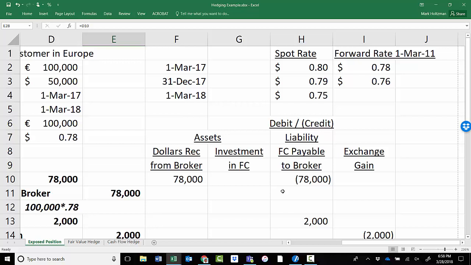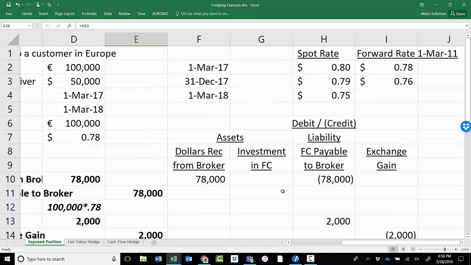Now, December 31st, the spot rate goes down to 79 cents, and the forward rate goes down to 76 cents. And then by March 1st, the spot rate is 75 cents. Anyone know why there's no forward rate on March 1st? Because if the forward date is March 1st, then there's no point. It's not forward anymore. That's the same day. It's all March 1st.